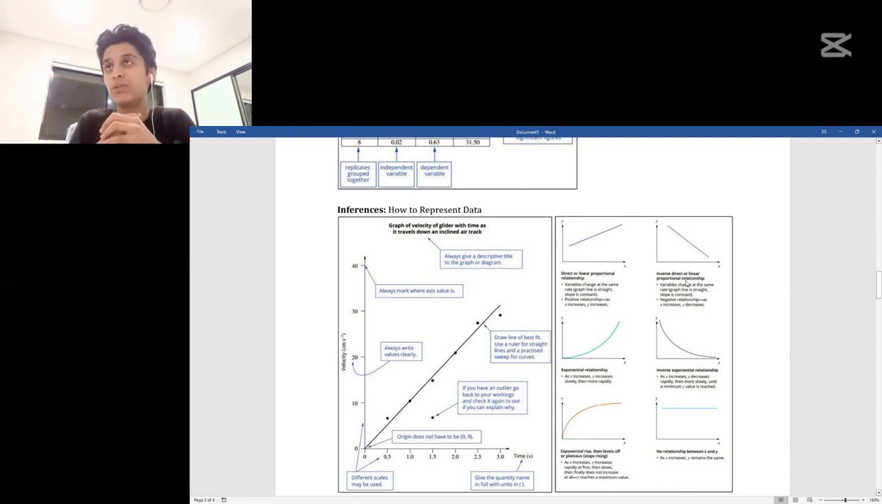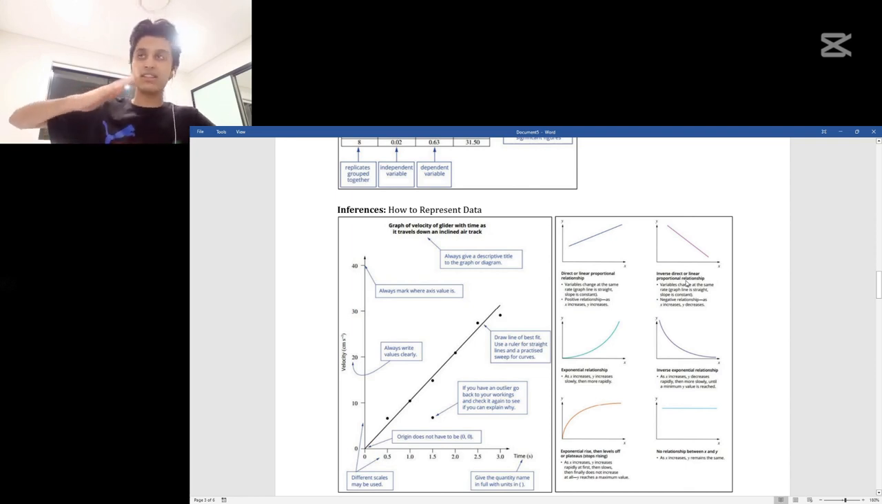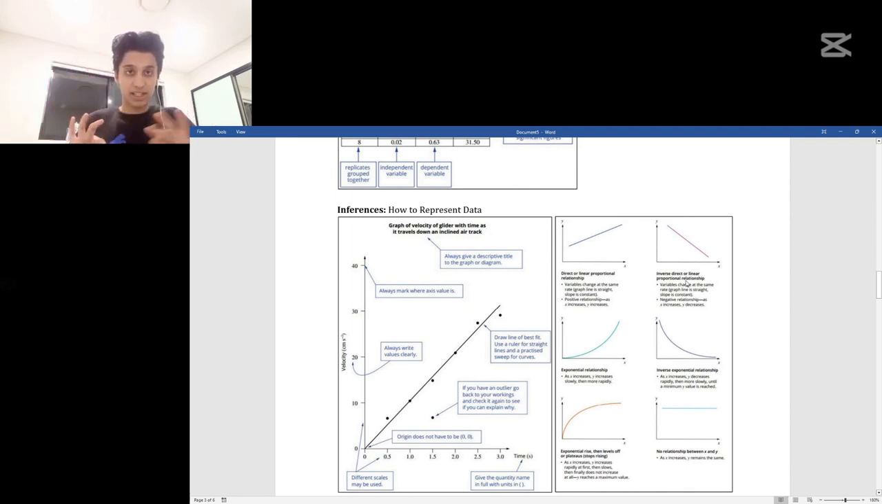Now let's look at exponential relationships. As x increases, y increases slowly, then more rapidly. So as x increases, y increasingly increases. Now, inverse exponential relationship. As x increases, y decreases rapidly, then slowly until a minimum y value is reached. So the exponential relationship goes like this, and the inverse exponential relationship goes like this.